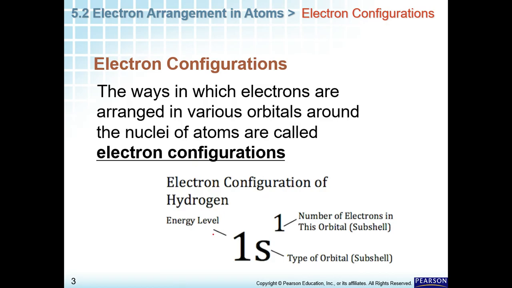The shorthand notation is usually represented by a number in front, and that tells me my energy level. So this can be a 1, 2, 3, 4, etc. Then it's going to be represented by a letter, and that letter is going to tell me my subshell, such as S, P, D, or F. And then we have a superscript, and this superscript is a little number that's going to actually tell us the number of electrons that are in this orbital.